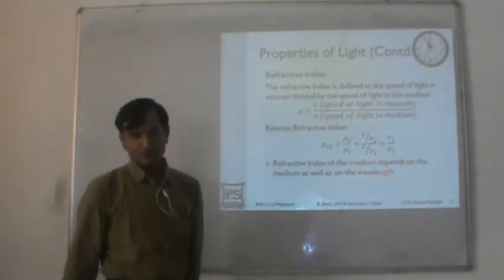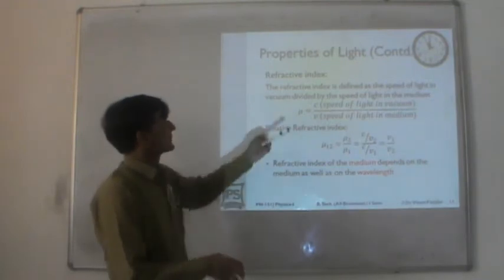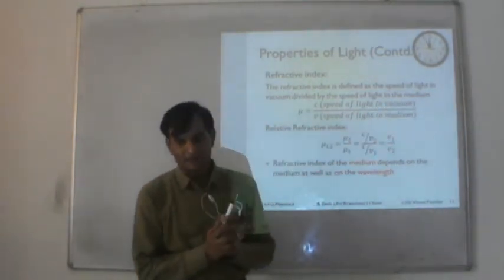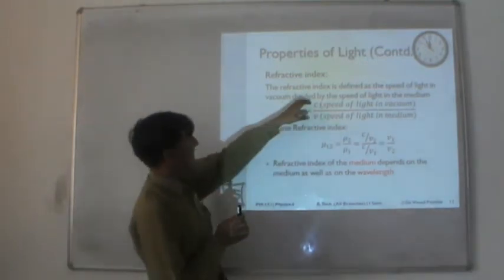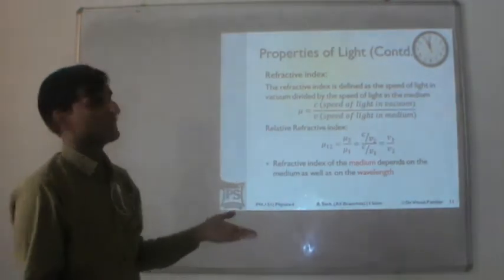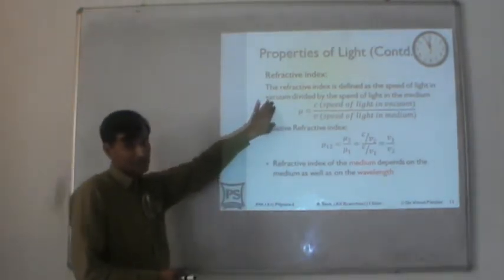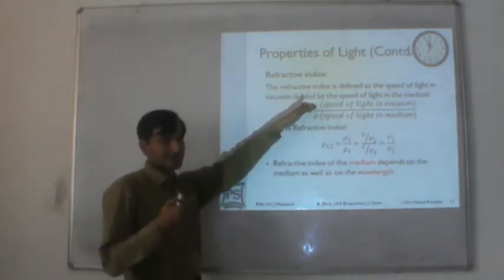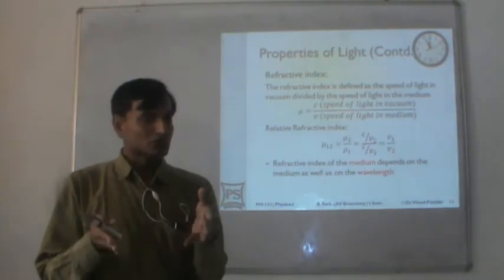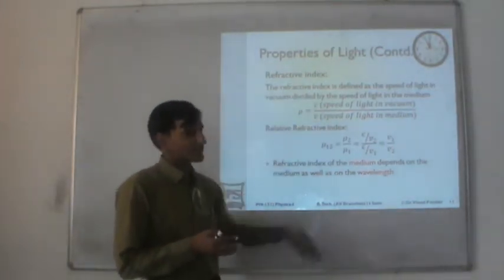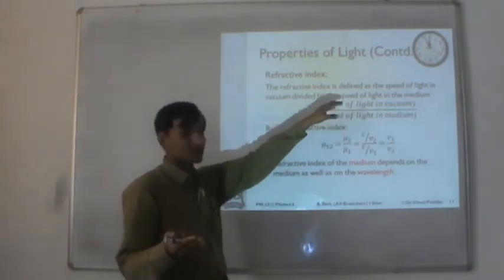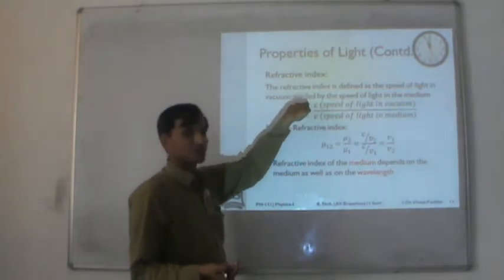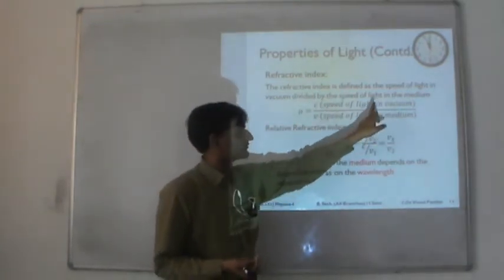Okay? Now we come to the definition of refractive index. The refractive index is defined for a particular medium. It is defined as the speed of light in vacuum divided by the speed of light in that medium. You might have studied that when light travels in vacuum, its speed is the maximum, which is considered as 3×10⁸ meters per second. But when it travels through other mediums, maybe air or something other than air, it becomes slower. So the velocity of light is highest in vacuum, and in other mediums the light travels slower. So for a particular medium, I can define the refractive index of that medium as the ratio of the velocity of light in vacuum to the velocity of light in that medium.